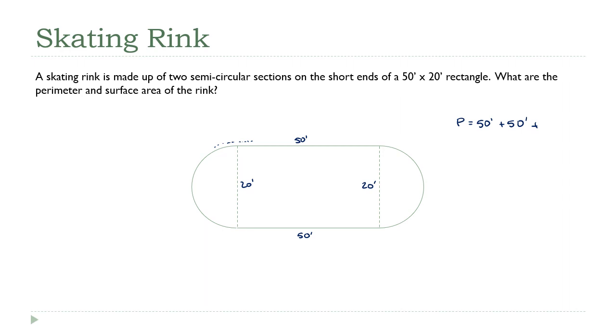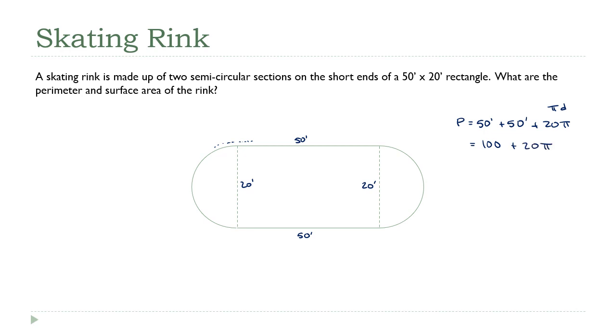during the course of walking around the rink. We have a formula, right, for the circumference, the distance around a circle. That's pi times the diameter. Since the diameter here is 20 feet, this is 20 pi. We add the two numbers together. The perimeter is 100 plus 20 pi feet.